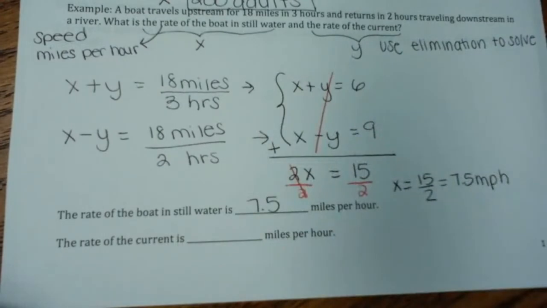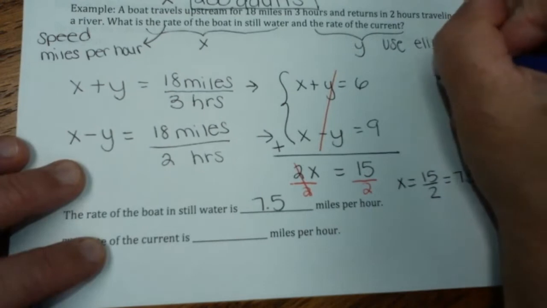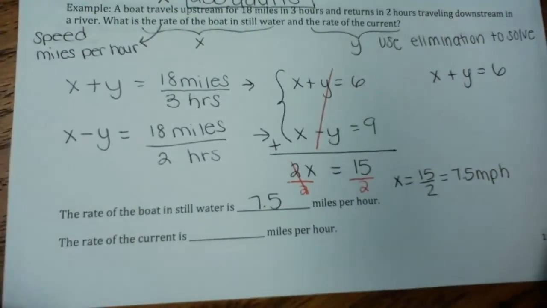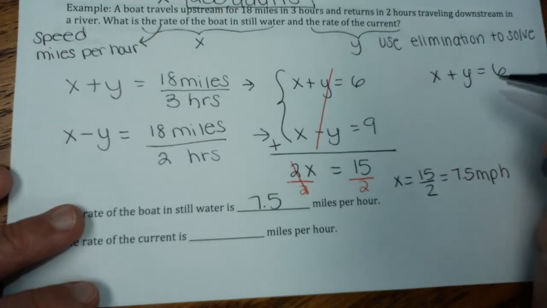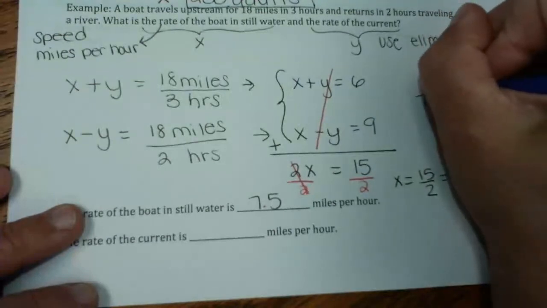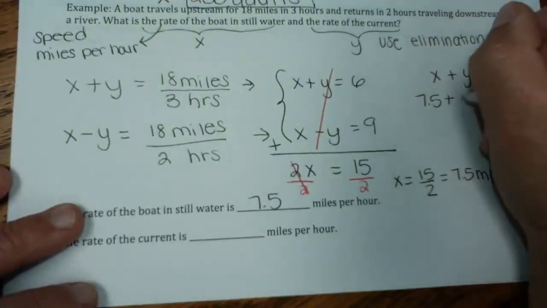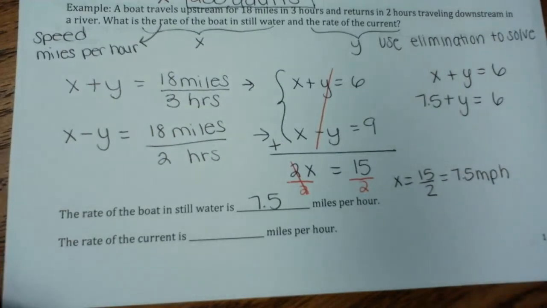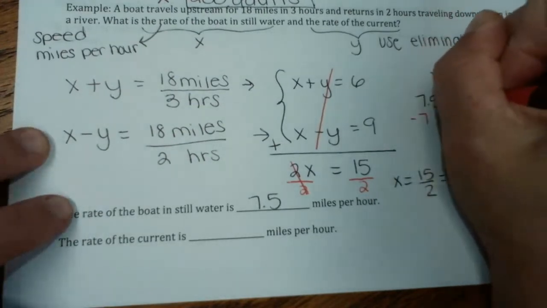All right, so we already know that one. Now let's find our y value, the rate of the current. If I plug it into either equation, it doesn't matter which one. Let's do this top one. So x plus y equals 6. x we know is 7.5, plus y, we don't know y, we're looking for y, equals 6. So let's get y by itself. Let's subtract 7.5 from both sides.